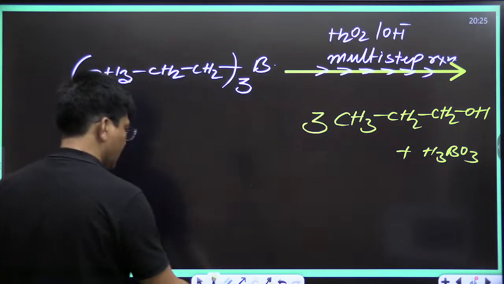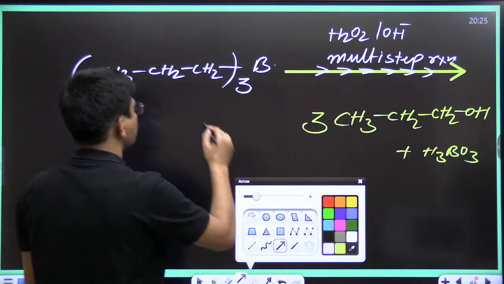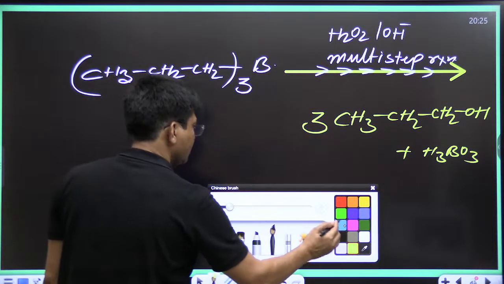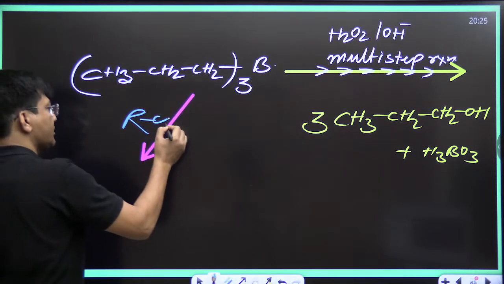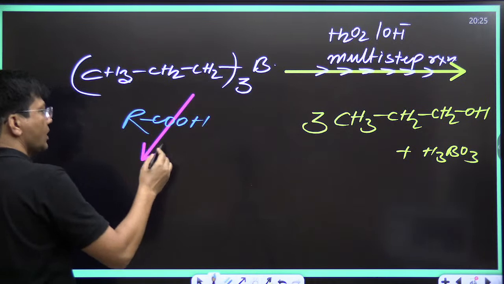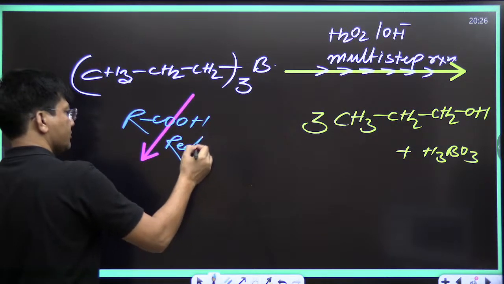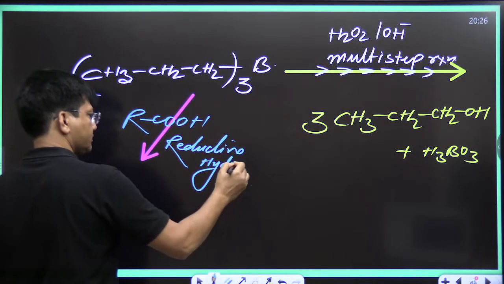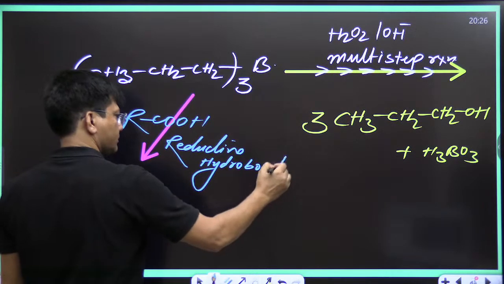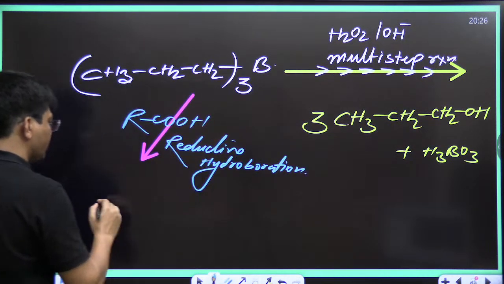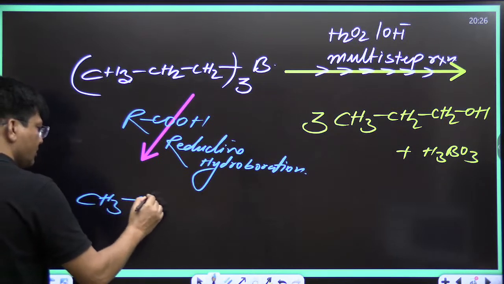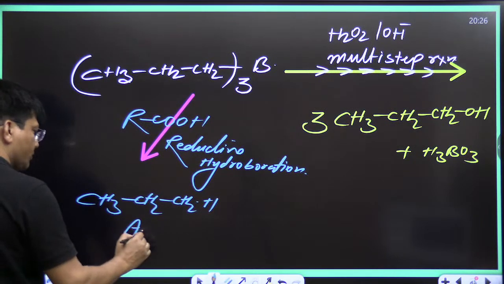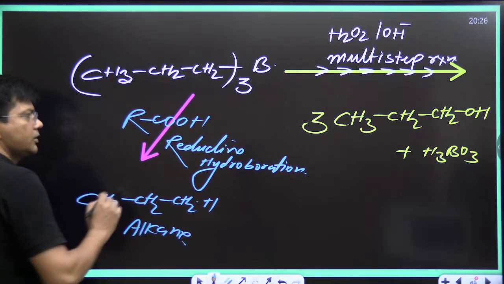My dear friends, let me tell you one important thing. If this is going to react with a carboxylic acid, any carboxylic acid, then this is known as reductive hydroboration. And in reductive hydroboration, you will get CH3CH2CH3. The alkane will be the product, not the alcohol.